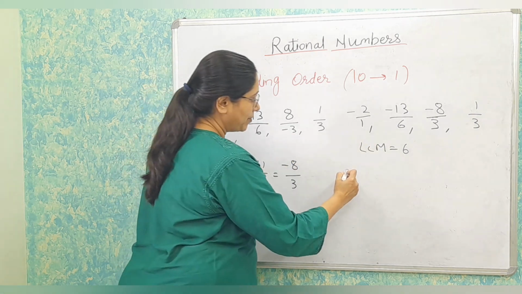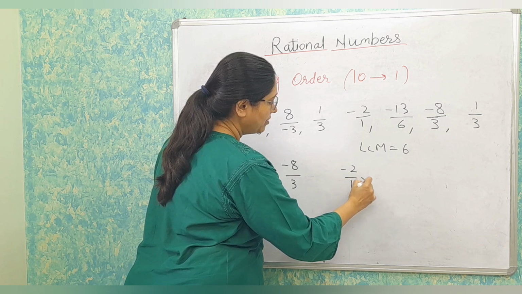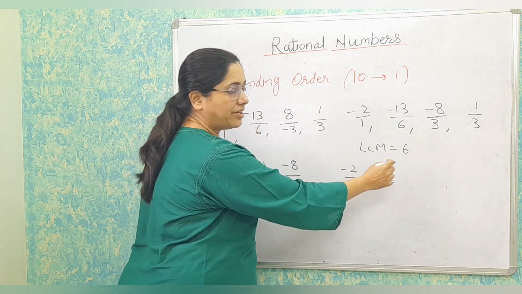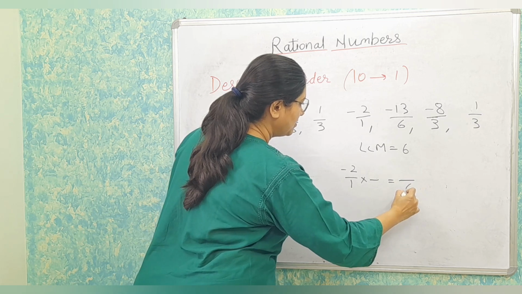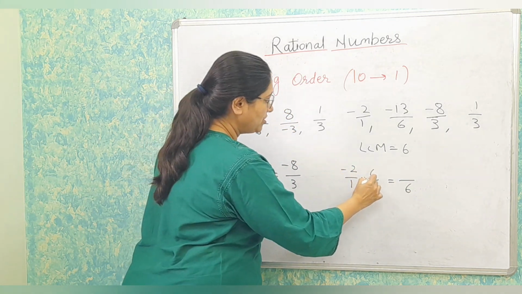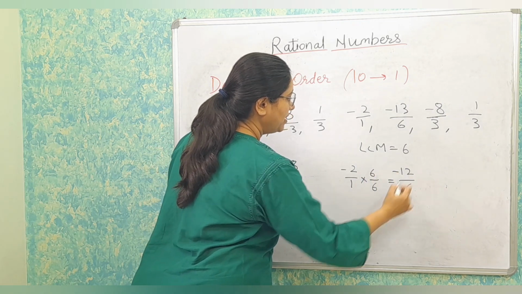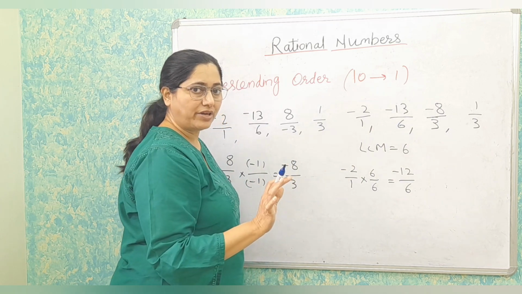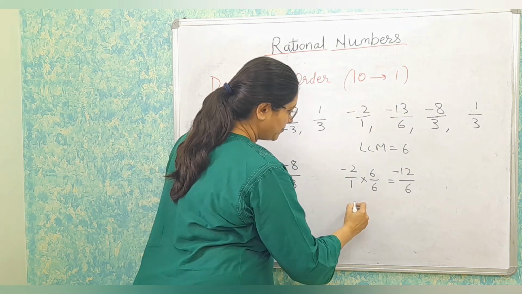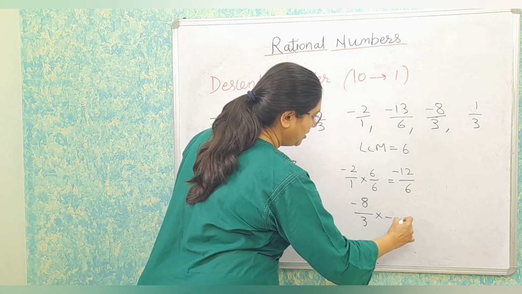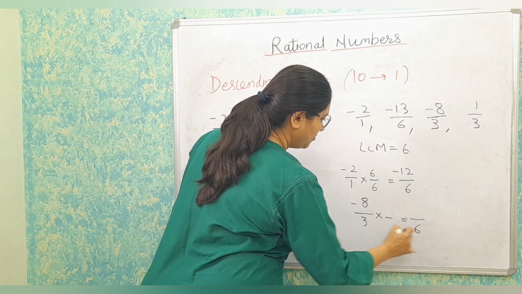First one, -2 upon 1. I have to multiply 1 with a number so that it will become 6. And 1 sixes are 6. So again I have to multiply -2 with 6, and then it is -12. Second one is already having 6, so I don't have to do anything. Third one, -8 upon 3, multiplied by a particular number.